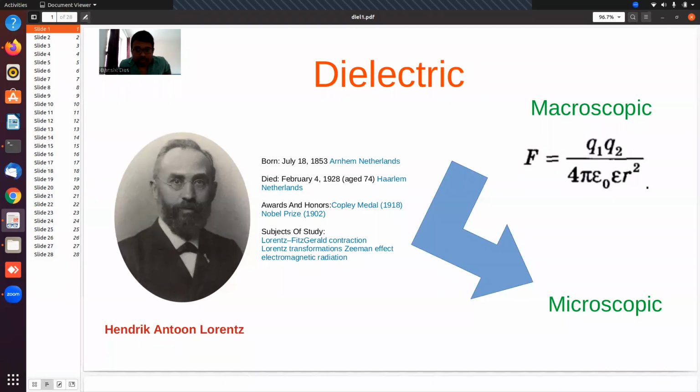Today I picked the dielectric, from where it comes and its basic foundation. Dielectric means, we all know that this is Coulomb's law. Force equals Q1 Q2 by 4 pi epsilon r square.